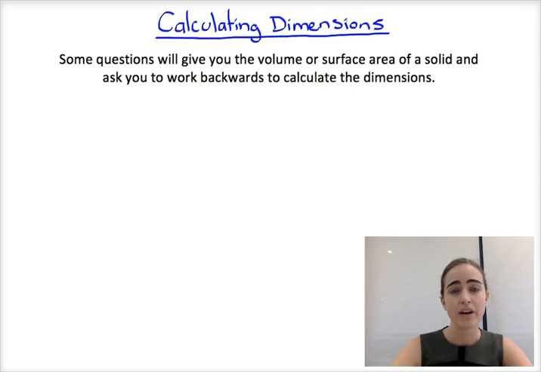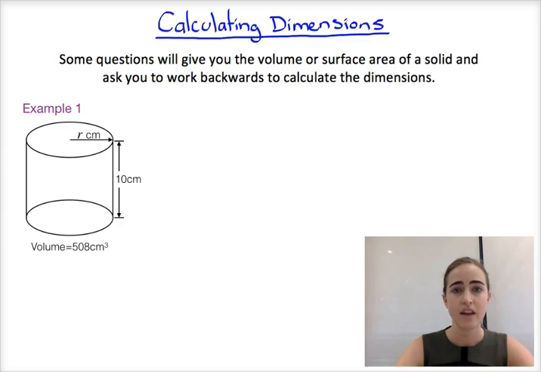In this video, I want to have a look at calculating dimensions. So some problems will give you a solid and they'll tell you the volume and the surface area and some of the dimensions, and you have to work backwards to calculate the other dimensions, so the pieces of information that are missing. In our first example, we've been given this cylinder here.